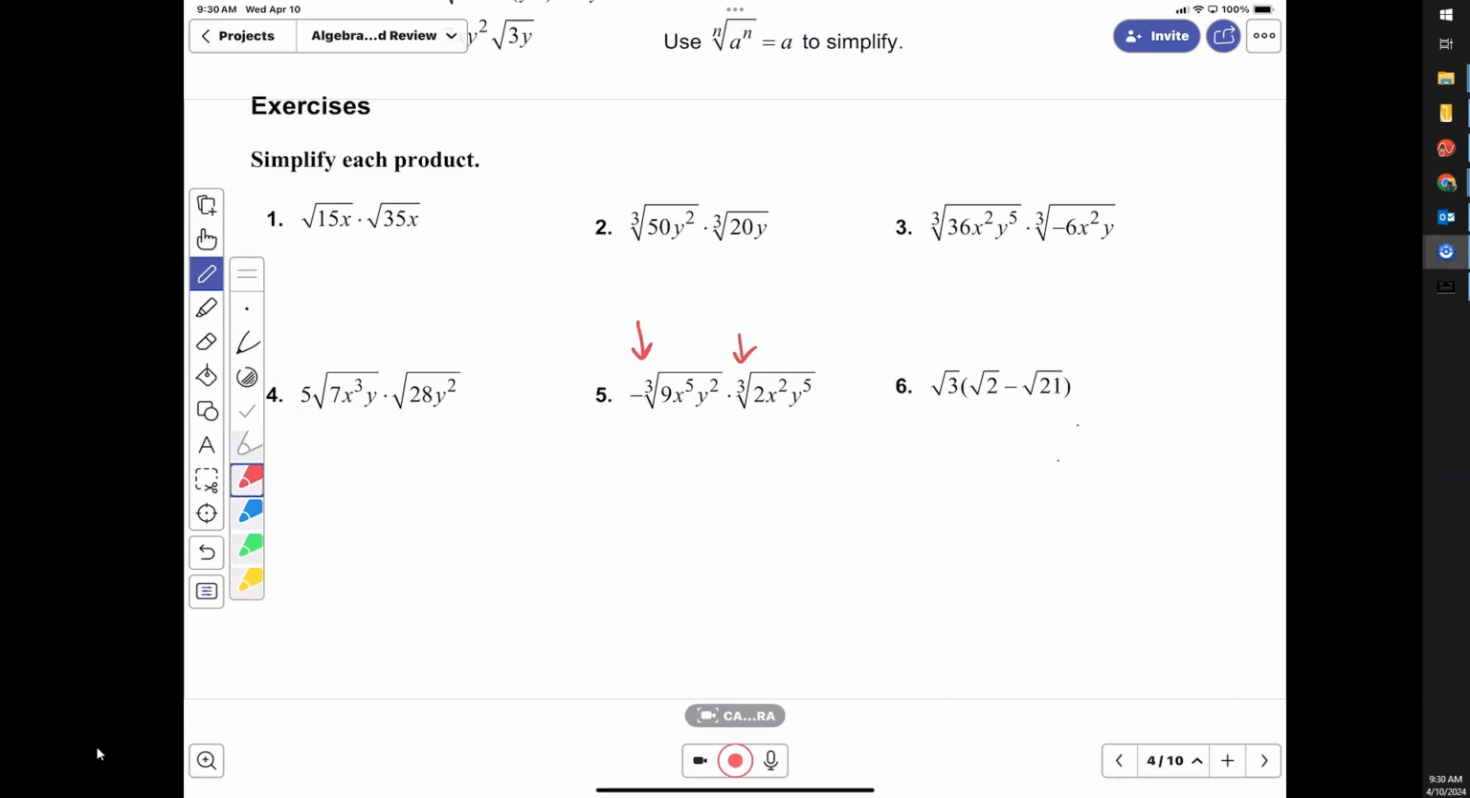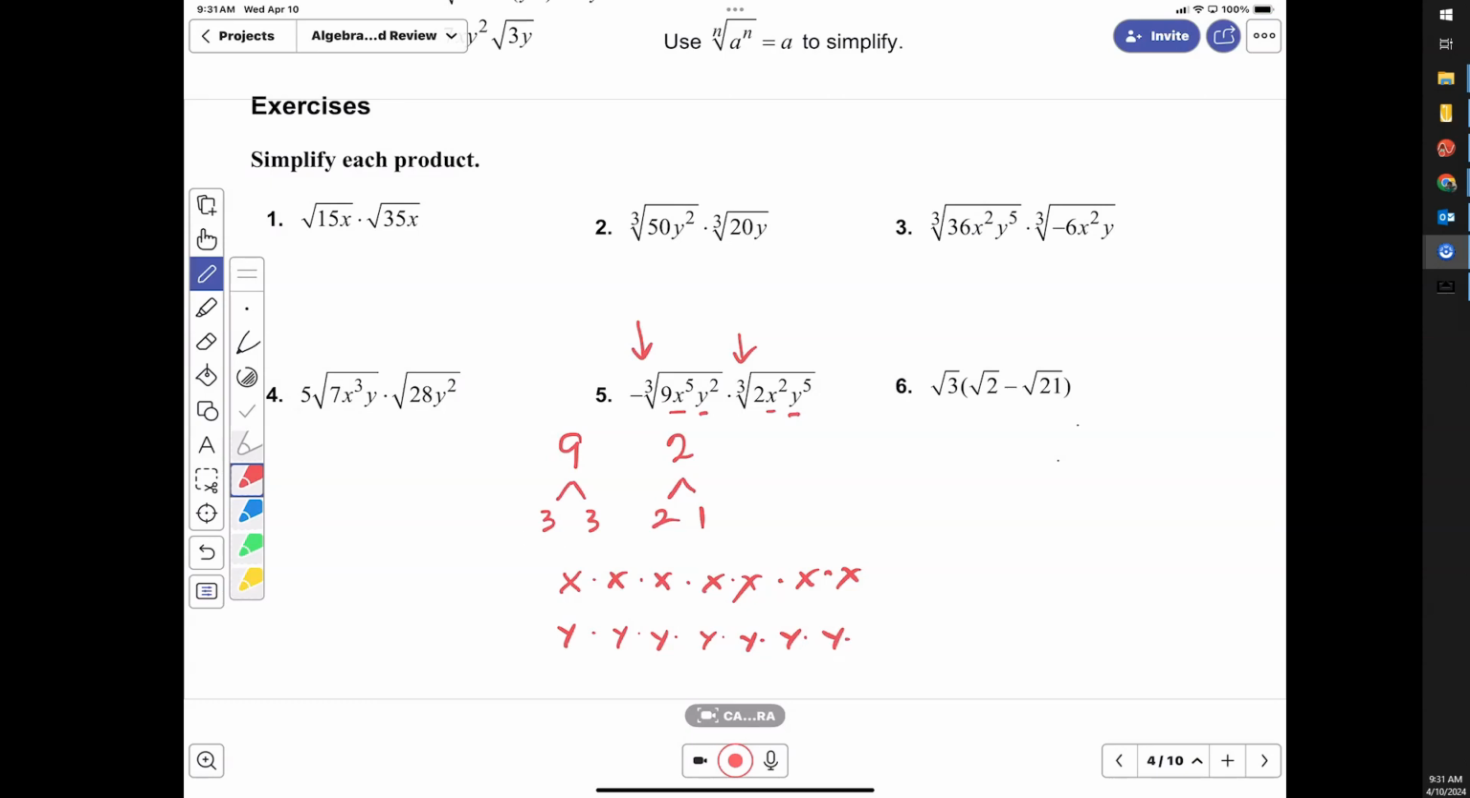Okay, for number 5, we're simplifying radicals, but we're first going to have to multiply. Before we do that, let's go ahead and make a tree, a prime factorization tree. So we have 9, we have 3 times 3, and we have 2, which is 2 times 1. We have x times x times x times x times x, and that's x to the 5th. Here we have x squared, so we have 2 more. All together we have y to the 7th, so it's 1, 2, 3, 4, 5, 6, 7.